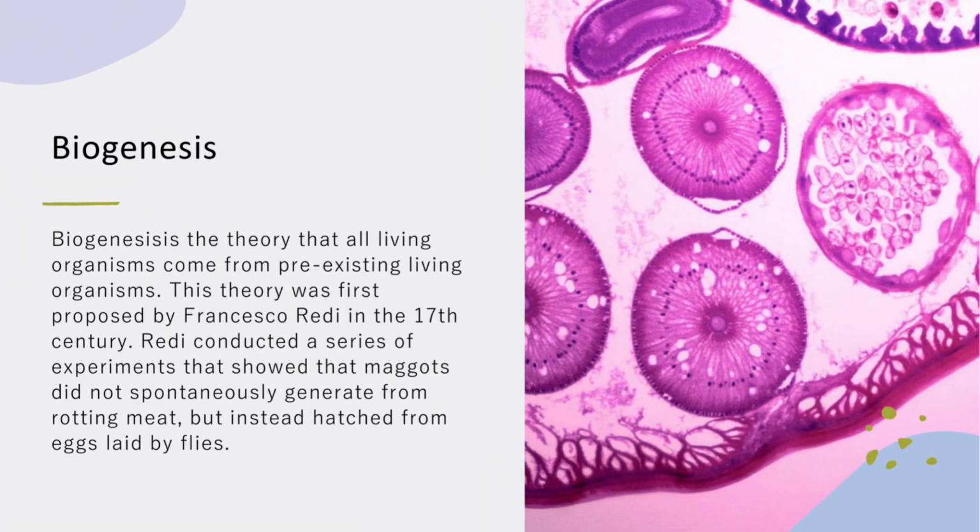Biogenesis is the theory that all living organisms come from pre-existing living organisms. This theory was first proposed by Francesco Redi in the 17th century. Redi conducted a series of experiments that showed that maggots did not spontaneously generate from rotting meat, but instead hatched from eggs laid by flies.